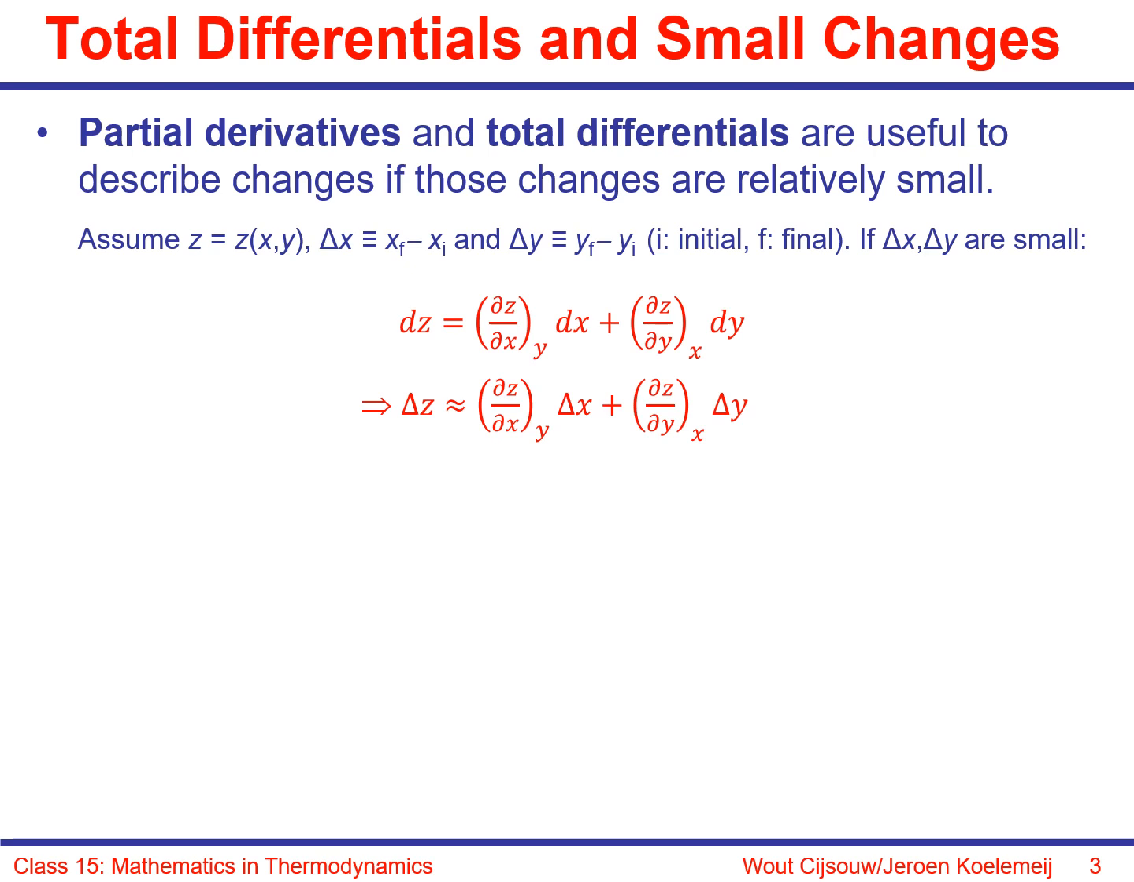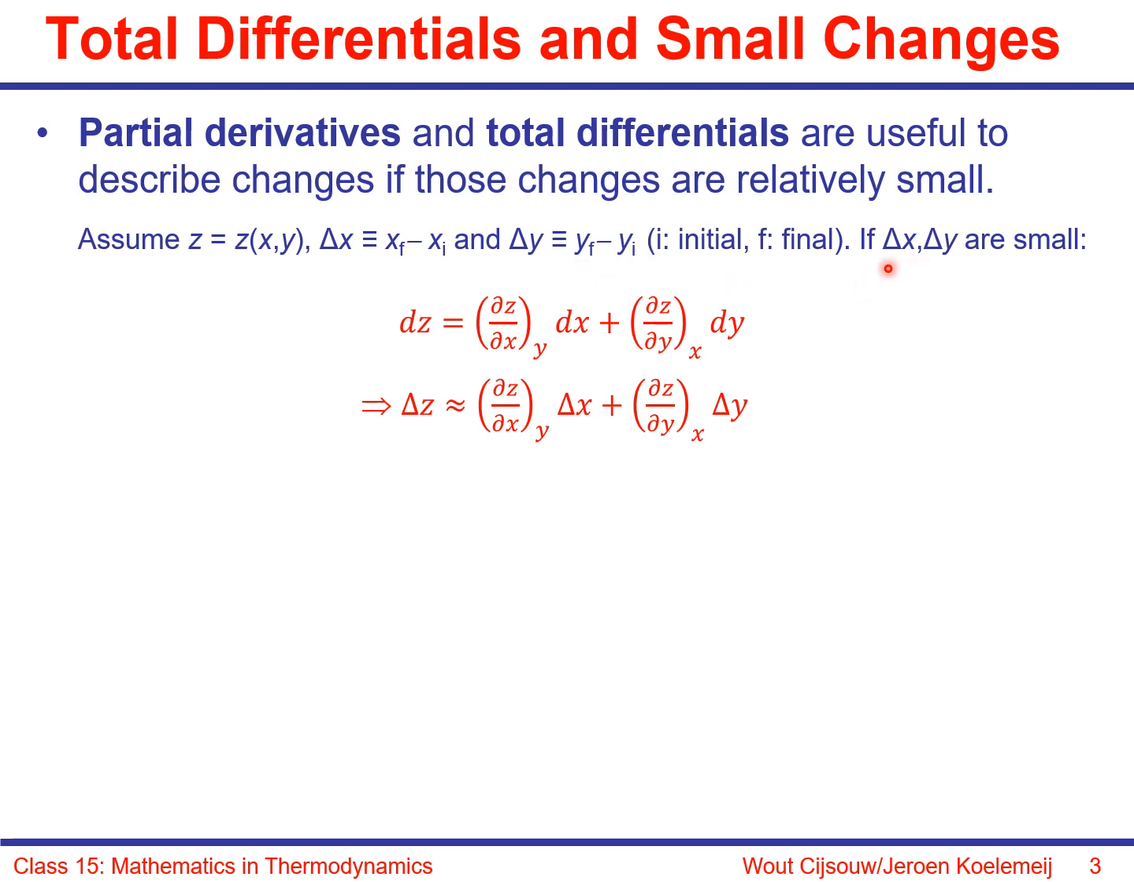In the previous class, we had also seen that partial derivatives and total differentials are useful to describe changes in a thermodynamic system if those changes are relatively small. And what I mean by that is the following. Let's assume we have a function, z, which is a function of independent variables x and y. And let's assume that the variable x changes from some initial value to a final value, which is equal to delta x, and the same thing for y. You have delta y being equal to the final value of y minus the initial value of y.